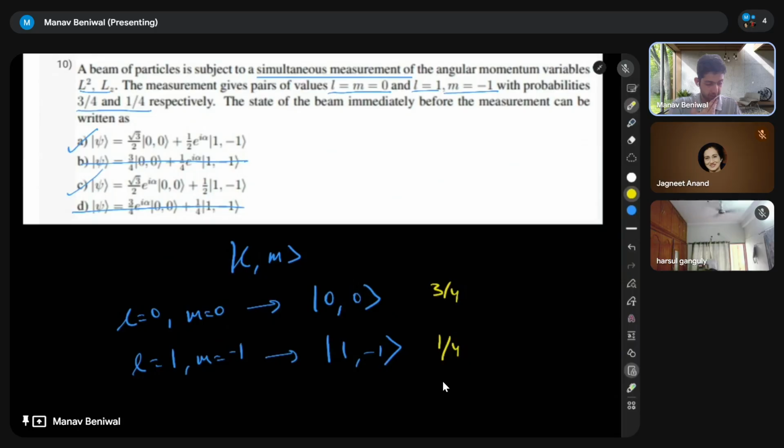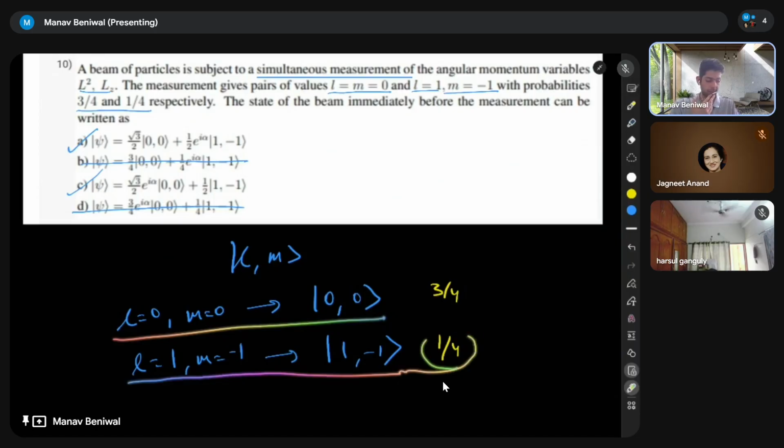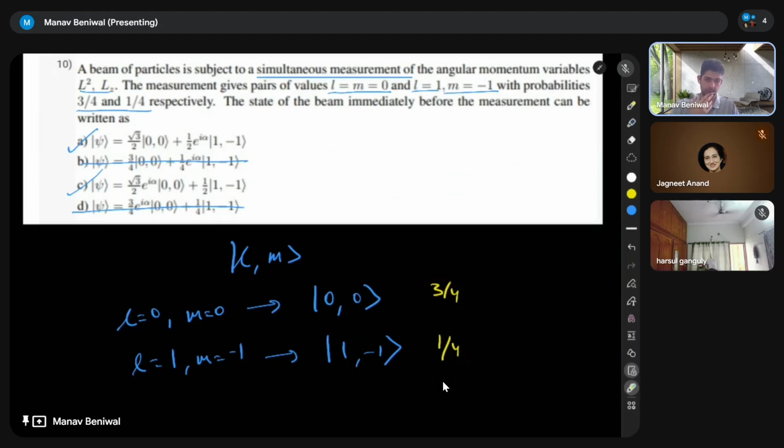We only obtained these two pairs, where L and M both are 0, so this is the 0 0 state, and L is 1, M is minus 1, so this is the 1 minus 1 state. The corresponding probabilities are 1 by 4 and 3 by 4. So for it to be 3 by 4, the coefficient will be the square root, so under root 3 by 2. And the coefficient of the other will be the square root of 1 by 4, so 1 by 2.